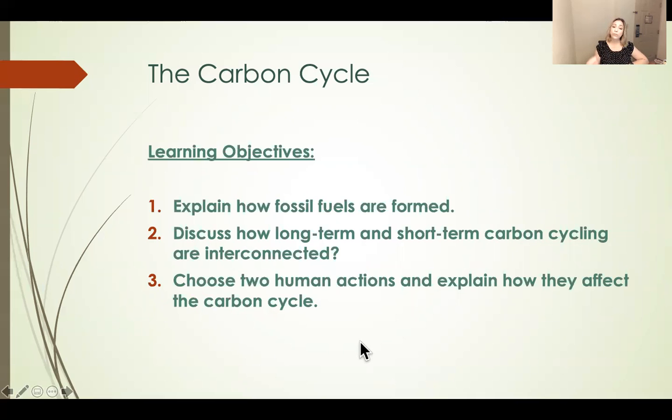Choose 2 human actions, explain how they affect the carbon cycle. Well, I gave you automobile exhaust, deforestation, and the burning of fossil fuels. All of those add carbon dioxide to the atmosphere.